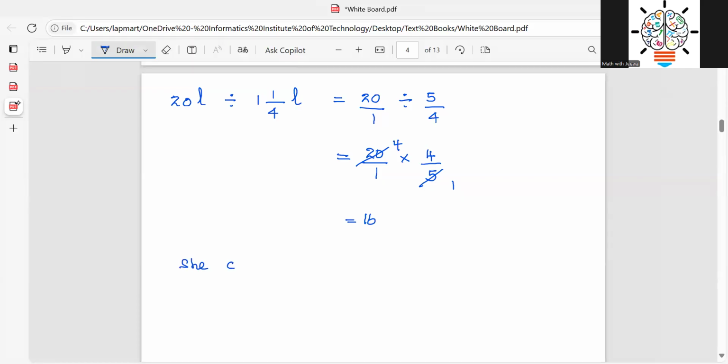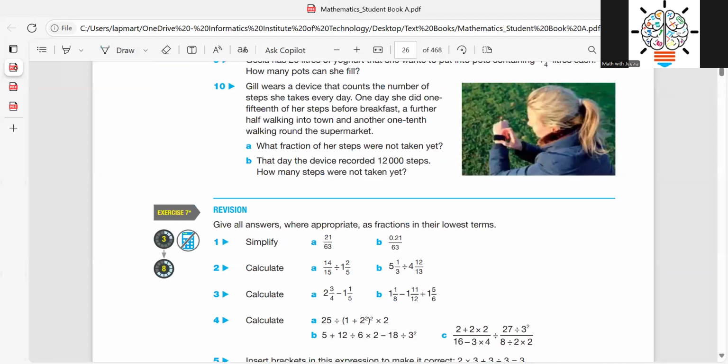She can fill 16 pots. This is how you want to conclude your answer, right? So 20 liters, that's the whole content she has. And she is going to divide this into small pots or portions. One portion is 1/4. So when I divide, it gives me 16. That means she can fill 16 pots. Okay. Then we will move to question number 10.